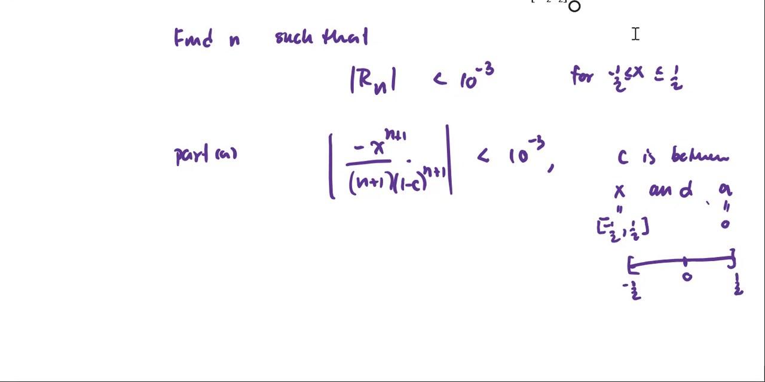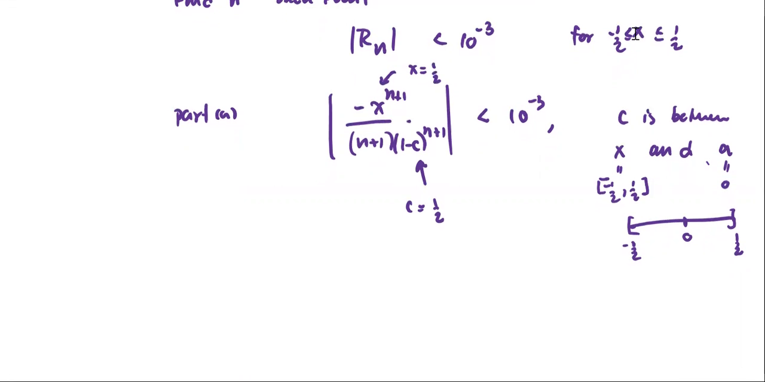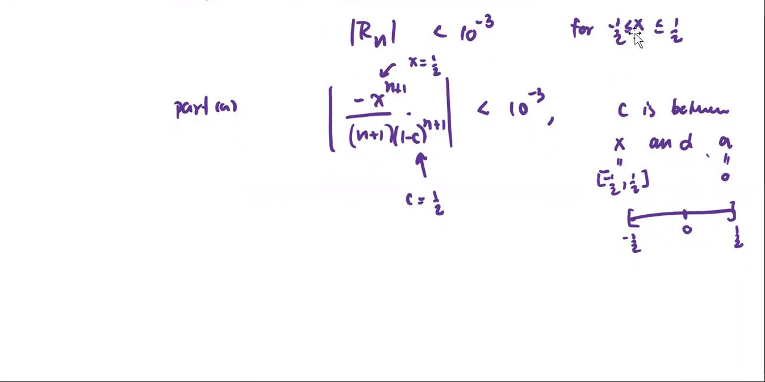Or you can draw the real number line with 0 as a center, and x covers from negative 1 half to 1 half. Now we are going to choose the quantity c that gives the smallest denominator. We're going to choose c equals 1 half, and also choose x that will give the largest numerator. So we're going to use x equals 1 half. Then this expression on the left-hand side will be the absolute value of negative 1 half to the power n plus 1, or we can ignore the negative sign. So we have 1 half to the power n plus 1 divided by n plus 1 multiplied by 1 minus 1 half to the power n plus 1, less than 10 to the negative third.